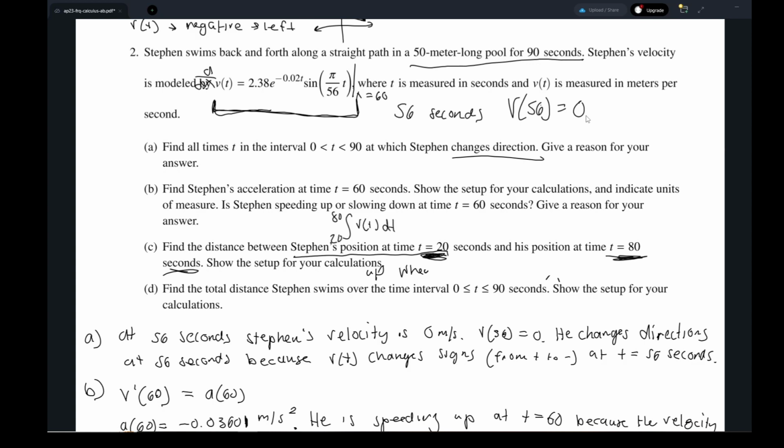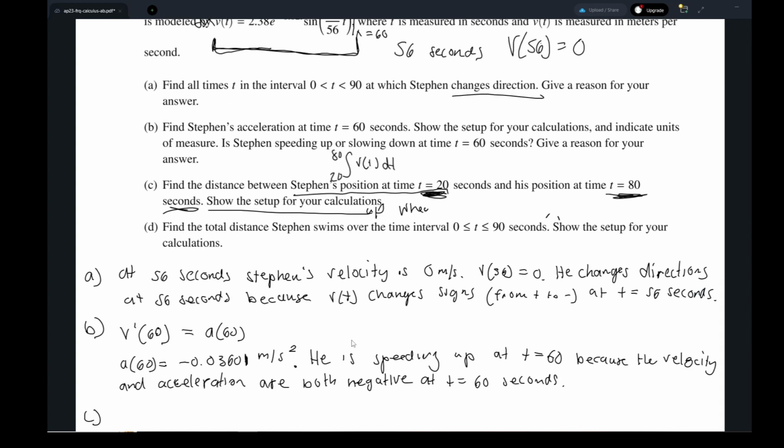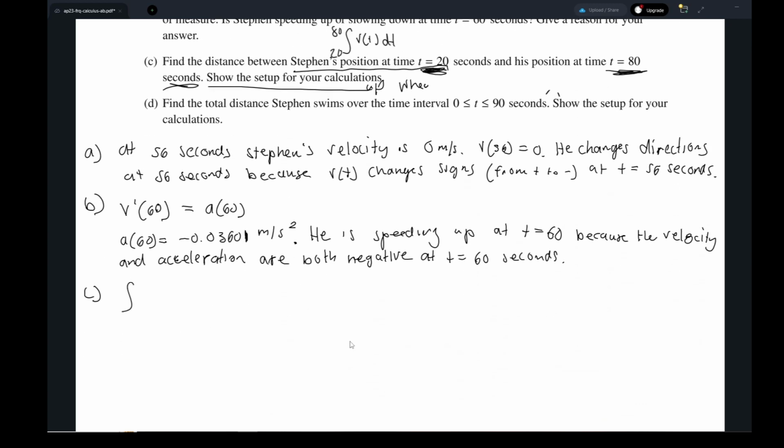And that's it. That's all you need to do here. It's a pretty simple question. Set up the integral and show the setup for your calculations. All you have to do is say that if I'm finding the distance, I'm integrating from 0 to 80 the function v(t) dt. And I have to write that this is equal to whatever it's equal to, right?